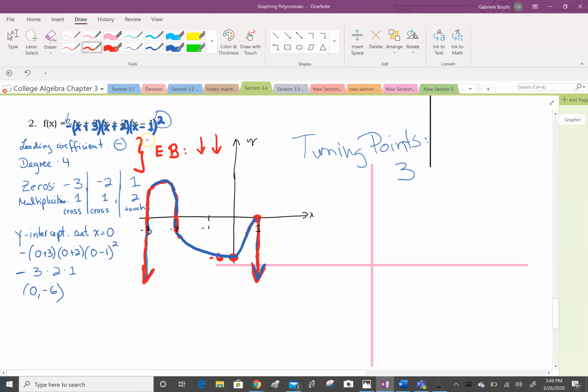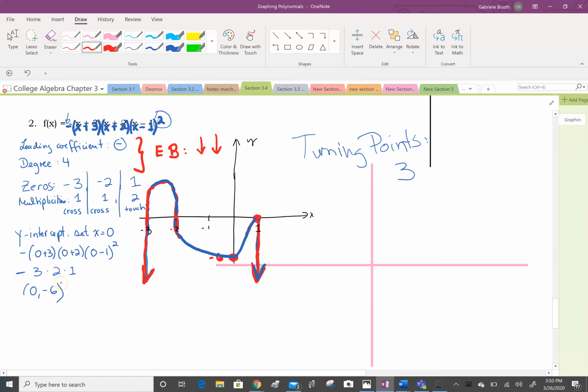The zeros are based on the factors that we set equal to 0, and we get a -3 that has a multiplicity of 1. That means it's an odd number, so it would cross. -2 has a multiplicity of 1, an odd number, it would cross. And then 1 has a multiplicity of 2. We're touching right there. We're finding the y-intercept, which is (0, -6).